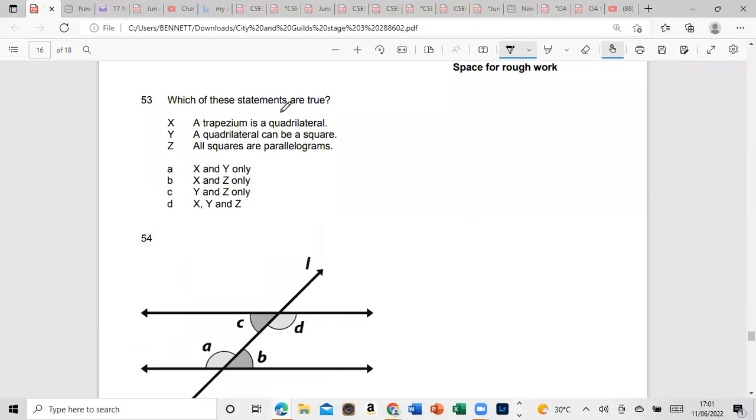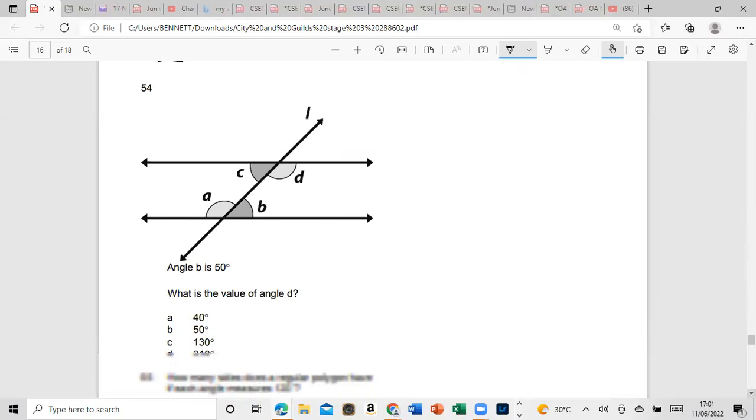Which of these statements are true? A trapezium is a quadrilateral. A quadrilateral can be a square. All squares are parallelograms. Opposite sides are equal. So I'm going to go with D. All right, let's move on to 54.